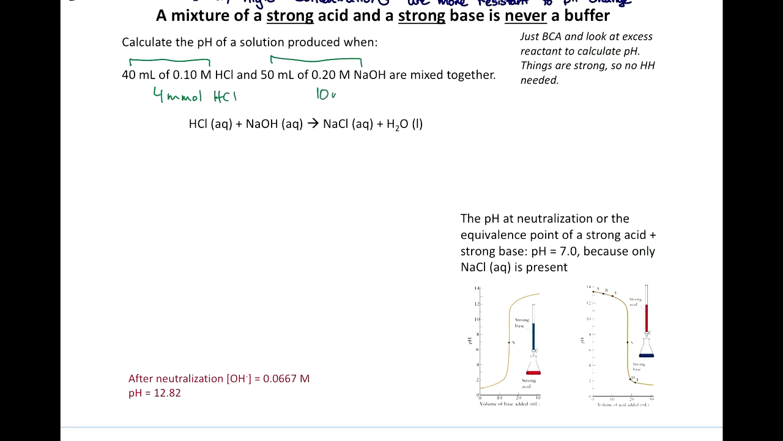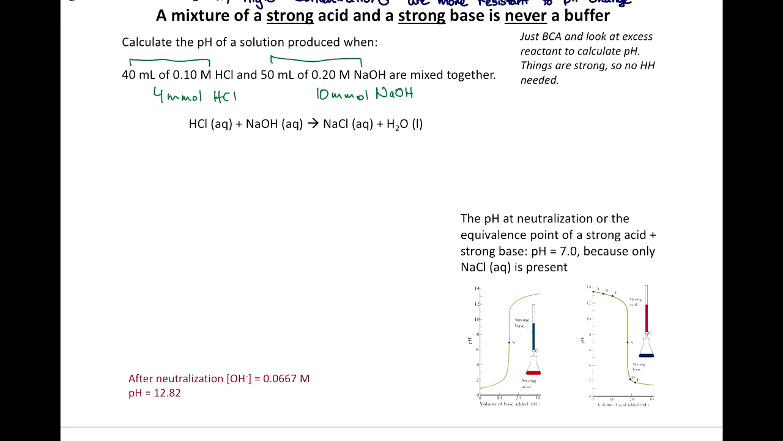10. Do we like millimoles or are we resistant to it? You like it? Yeah. So just keep practicing and you'll see. So millimoles of sodium hydroxide. Because I like 4 and 10. I don't like 0.004 and 0.01. I don't like those numbers, right? These numbers are easy to see. Which one is our limiting reactant, HCl or sodium hydroxide?